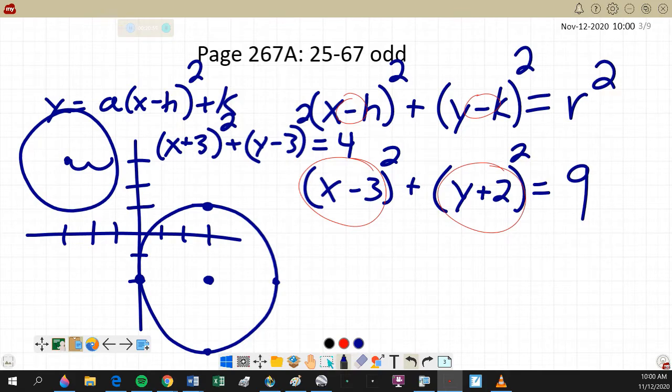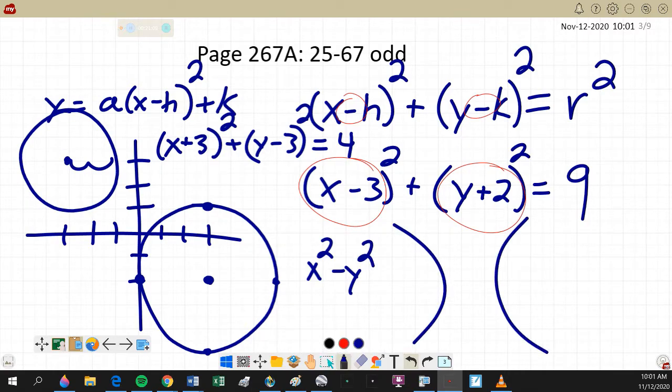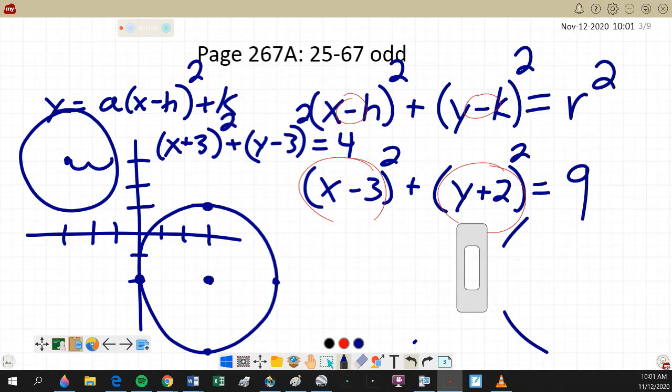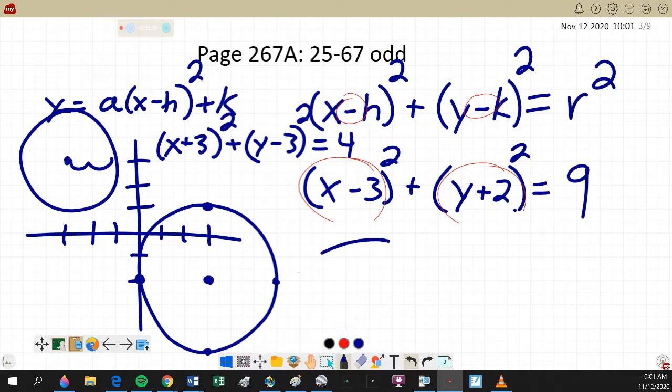Now, there are 2 other graphs that we're not going to look at. One of them, instead of x squared plus y squared, it's x squared minus y squared. And it looks like this, which sort of looks like 2 opposing parabolas, but they're not actually parabolas. They're shaped differently than parabolas. And the other one is what we call an ellipse, kind of an egg. And that's a circle that has 2 radii instead of 1.